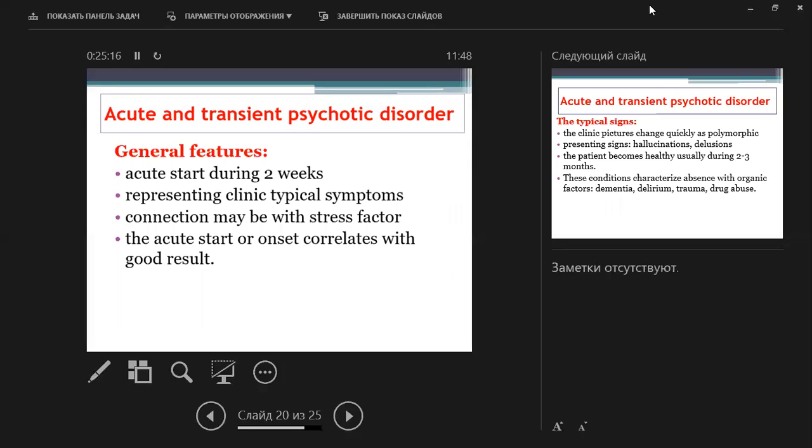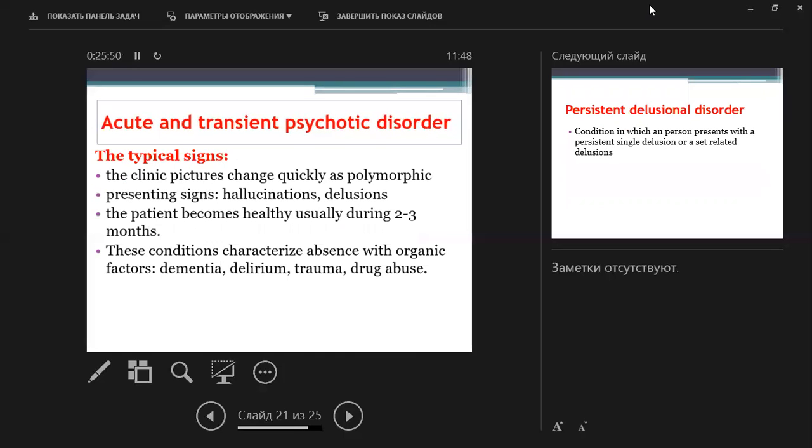General features: acute start during 2 weeks, representing typical clinical symptoms, hallucination, delusion, excitation, non-adequate behavior. Connection maybe with stress factors. We can find stress factors, we cannot find. These are different cases. Acute start or onset correlates with good results.